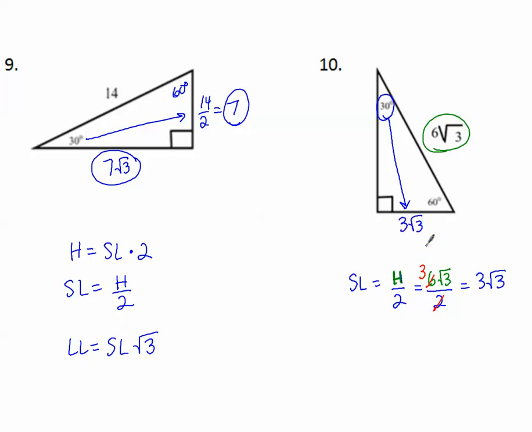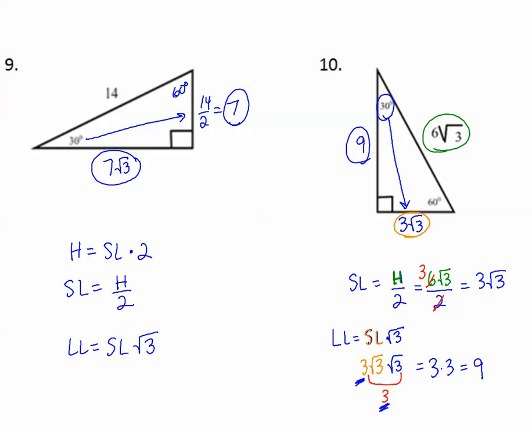There's my short leg. How do I find the long leg? Remember the formula, short leg times square root of 3. Here's my short leg, 3 square root of 3. So in place of short leg, I'm going to write 3 square root of 3, but I'm multiplying it times square root of 3. How do I simplify that? Square root of 3 times square root of 3 is 3. And then what do I have left over? 3 times 3, and what's that? 9. So 9 is my long leg. Yay!